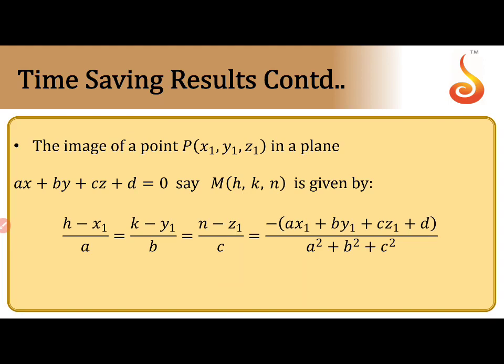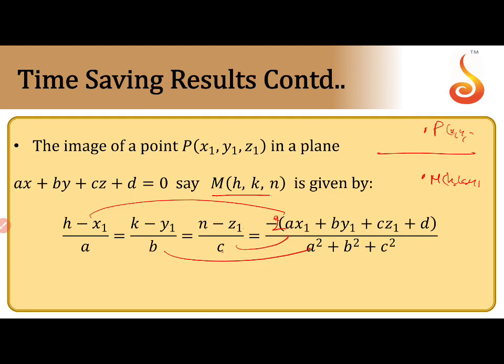Now the image of a point in the plane ax plus by plus cz plus d equals 0. Image means there is a point P, and its mirror image is M, (h, k, n). The formula gives (h minus x1) by a equals (k minus y1) by b equals (n minus z1) by c equals minus 2 into (a x1 plus b y1 plus c z1 plus d) by a square plus b square plus c square. Equate each of these and we will get the values of the image of a point on the plane ax plus by plus cz plus d equals 0.